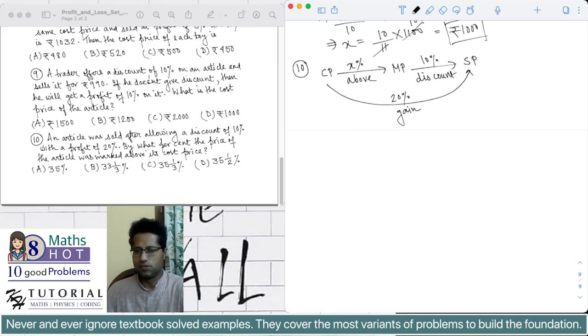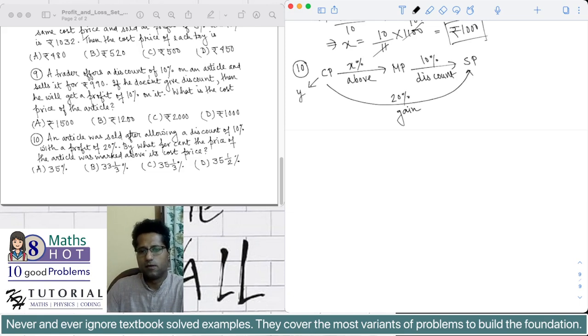You can assume the CP to be some variable for ease of calculation. That is, instead of writing CP again and again, if you write a single letter, it will save some time. So let's say, even though the CP will get cancelled out, the actual value of CP will not be required. Let's say the CP is y. You can take any other variable.